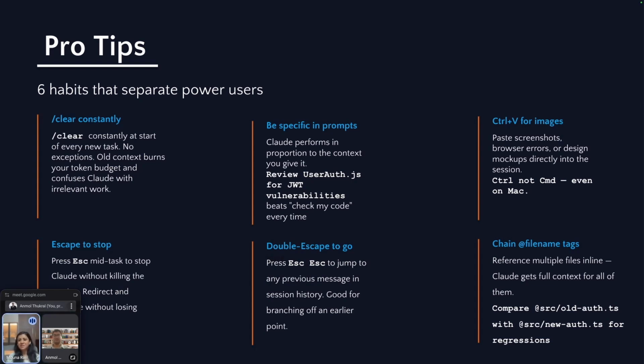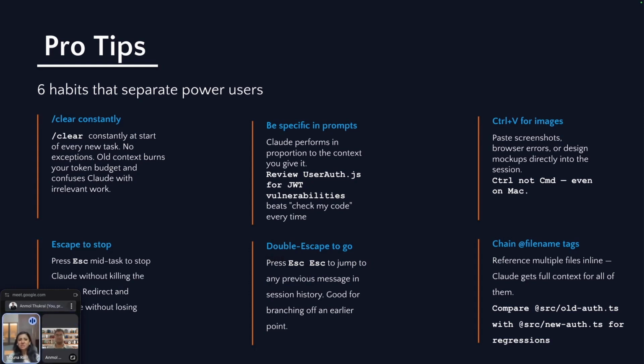Next one is press Escape to interrupt, to stop Claude mid-task. If it is going down the wrong path or by mistake you have approved something and you want to review it, it stops without killing the session. So you can redirect it later as well. Yep, we even did that a lot of times today. 5th one is double Escape. It jumps back to any previous message in the session history. Good for when you want to branch off from an earlier point. Oh, I didn't know that. That one sounds useful. Yeah, you can try that later on.